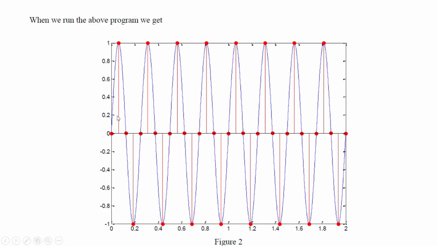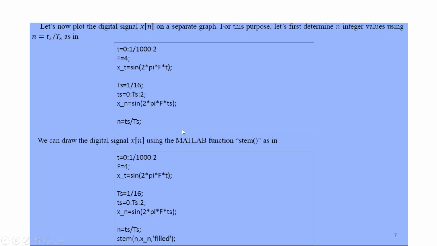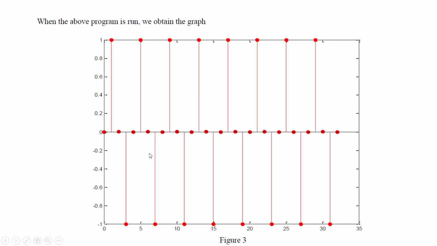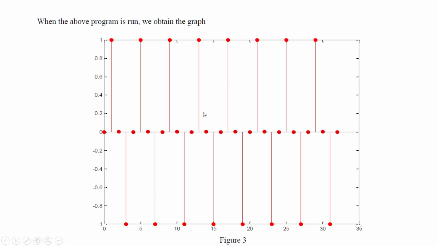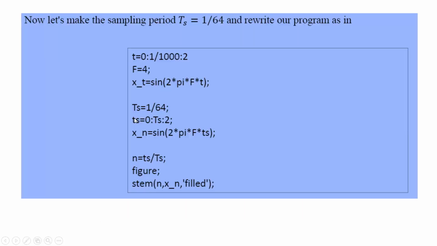Now if you run the code, you will see this is your continuous time signal. Mind it, this is not the discrete signal. Do not confuse these dots with the discrete signal. This is the continuous time signal, and if you run the code here with your stem command, now you will see the discrete signal. These are the sample values that you will get in the discrete signal.